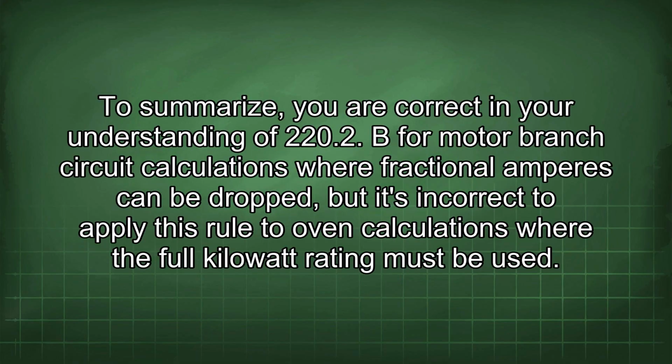To summarize, you are correct in your understanding of 220.2b for motor branch circuit calculations where fractional amperes can be dropped, but it's incorrect to apply this rule to oven calculations where the full kilowatt rating must be used.